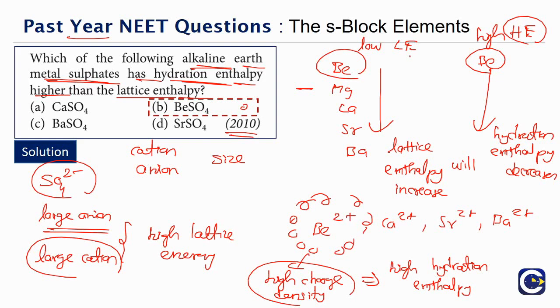So this is how we look at the trend. In fact, the lattice energy and the hydration enthalpy are the two factors that influence solubility. When the hydration enthalpy is more than lattice enthalpy, the particular salt will be more soluble. When the lattice enthalpy is more than hydration enthalpy, the salt will not be much soluble. And lattice enthalpy is also used in commenting on the thermal stability of compounds. When lattice energy is more, that compound will be more thermally stable. Lattice energy less means it will be thermally less stable.